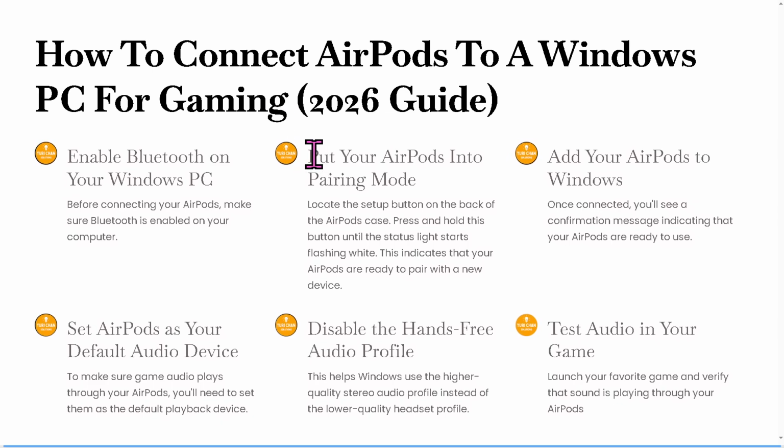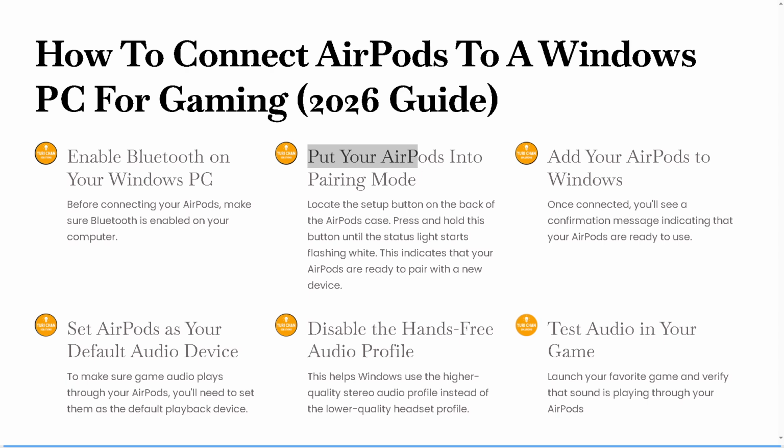And then you need to put your AirPods into pairing mode. Next, place your AirPods inside the charging case and leave the lid open. Locate the setup button on the back of the AirPods case. Press and hold this button until the status light starts flashing white. This indicates that your AirPods are ready to pair with a new device.